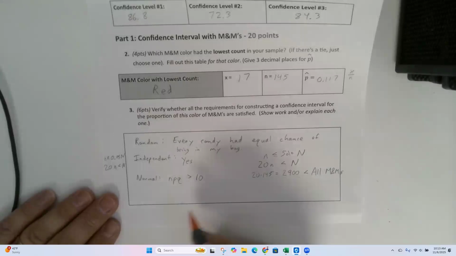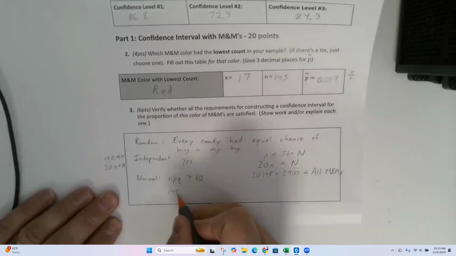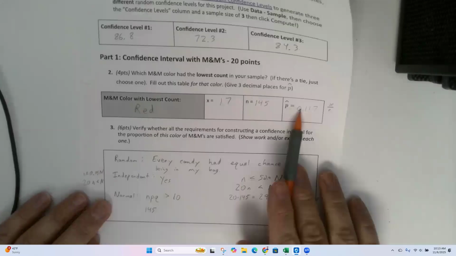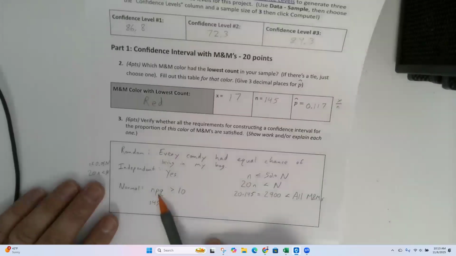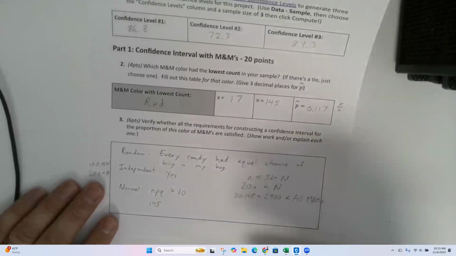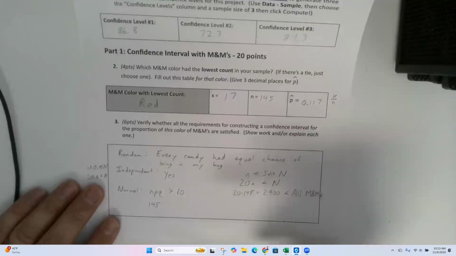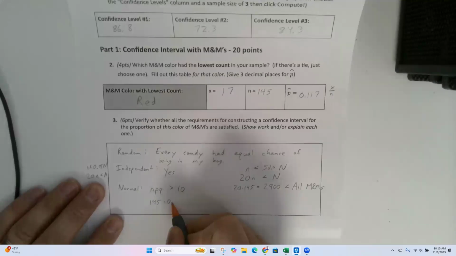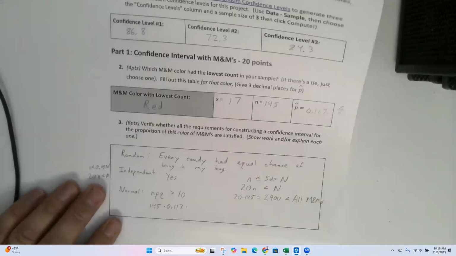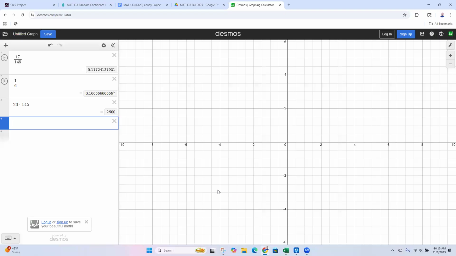So, my n was 145. Now I don't know p. Well, okay, I know it's 1/6, but in practice, in reality, you don't know your p-value. You can get a p hat that approximates it. And so my p hat in this case is 0.117. My q, thank you, Andrew, is 1 minus that, so my q is 0.883.